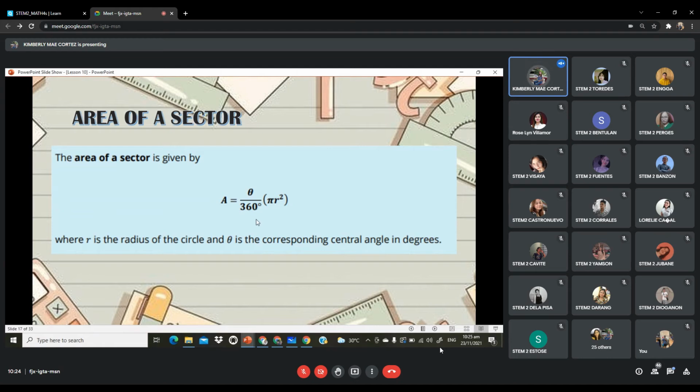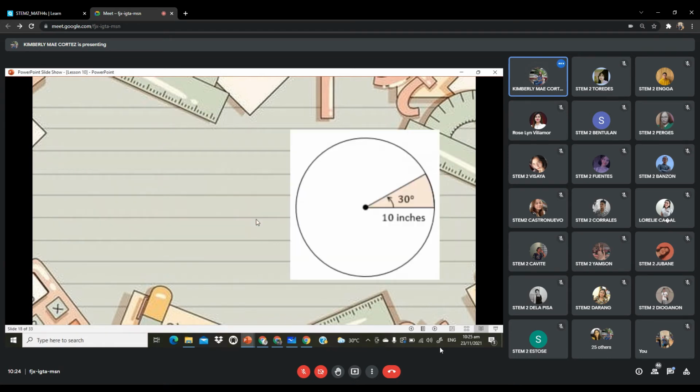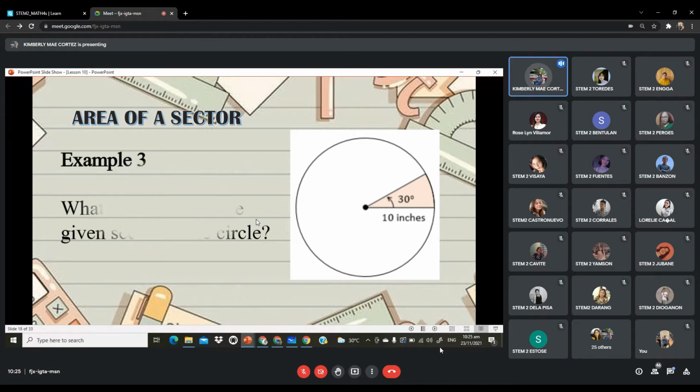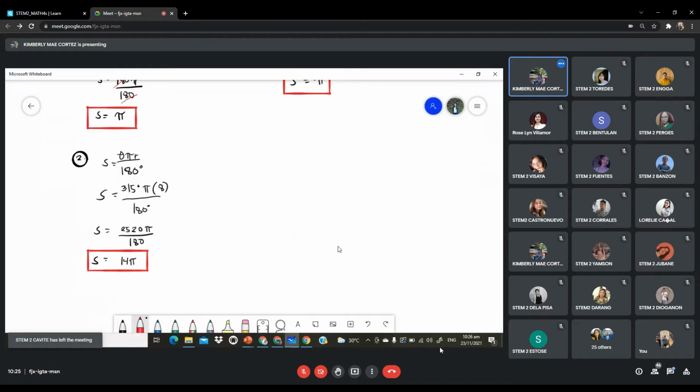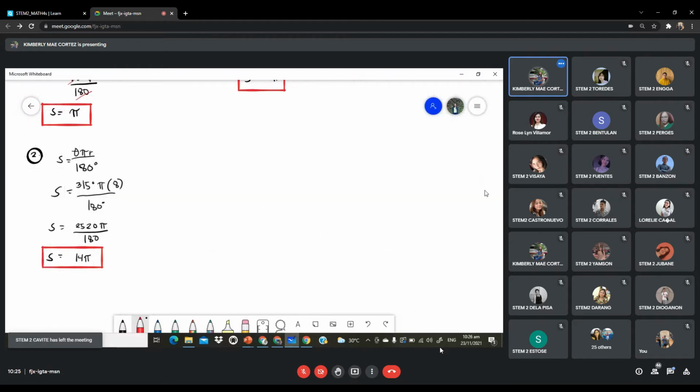Corresponding central angle in degrees. So, example 3: what is the area of the given sector of the circle? Our given is the radius is 10 inches and our central angle is 30 degrees.